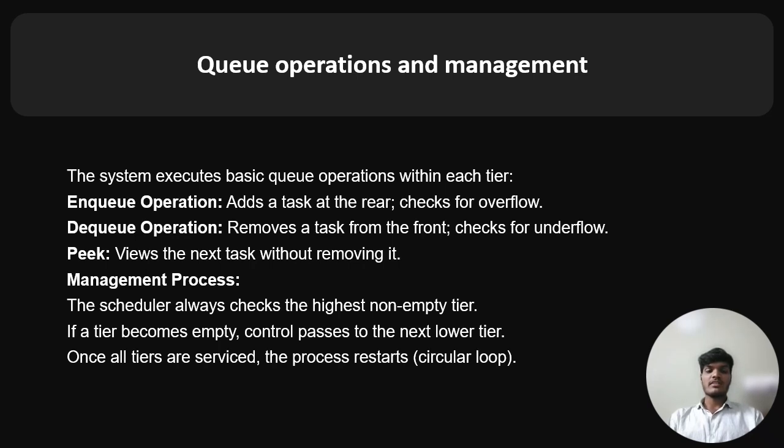Management process. The scheduler always checks the highest non-empty tier. If a tier becomes empty, control passes to the next lower tier. Once all tiers are serviced, the process restarts. It is called a circular loop.